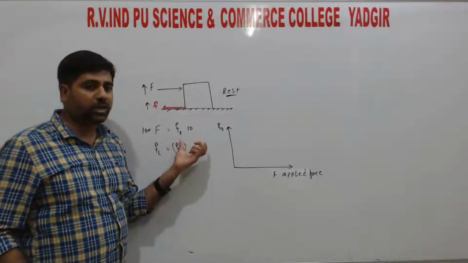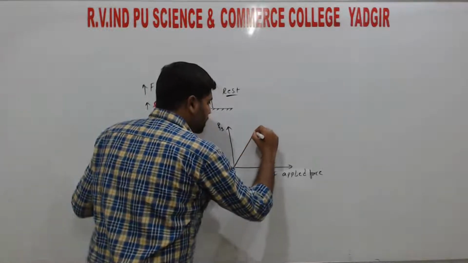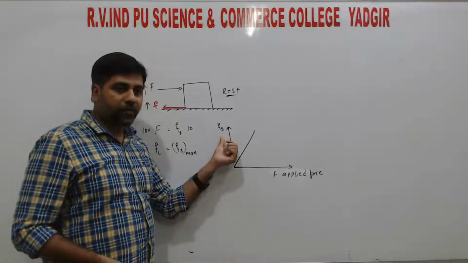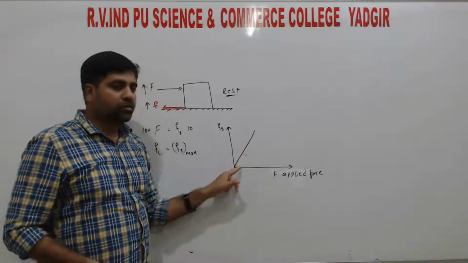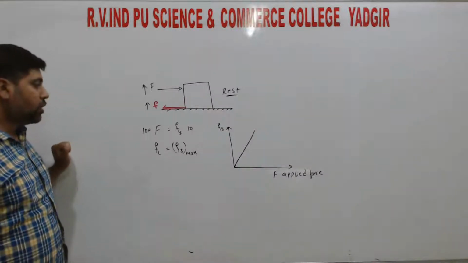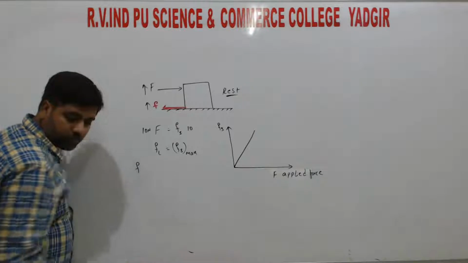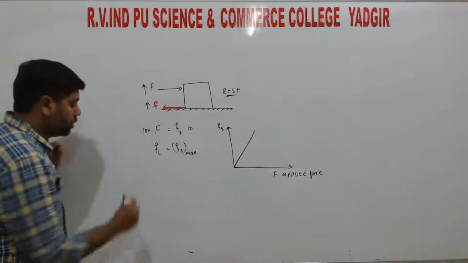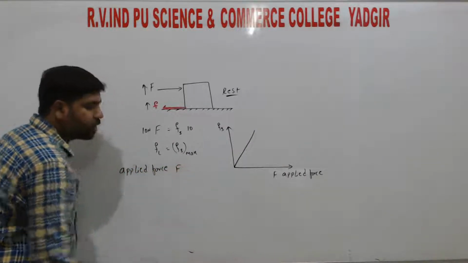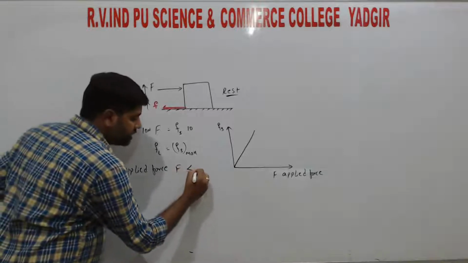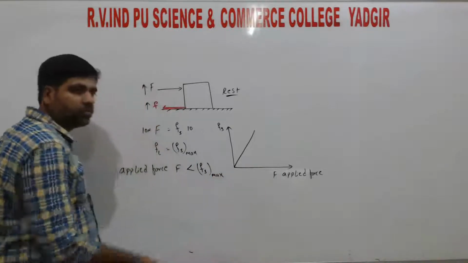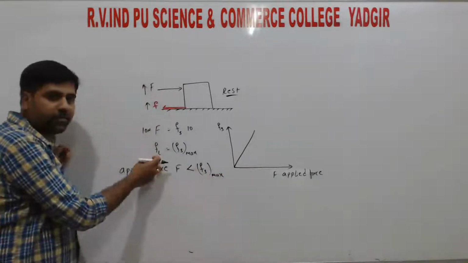That is up to a certain limit. That means we get a curve that is a straight line, right? So if we plot the graph of the static frictional force against the applied force, we get a straight line passing through the origin, right? So the next condition is when the applied force is capital F. If the applied force is less than the limiting friction, right? Fs maximum we call the limiting friction.